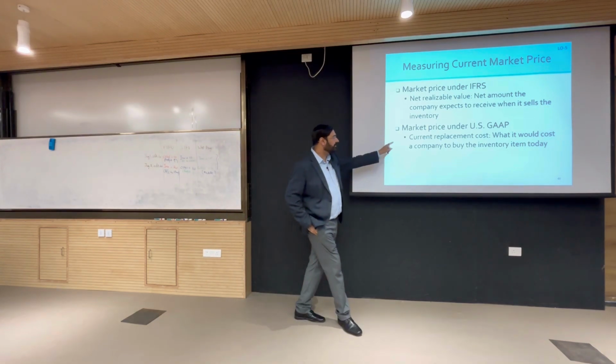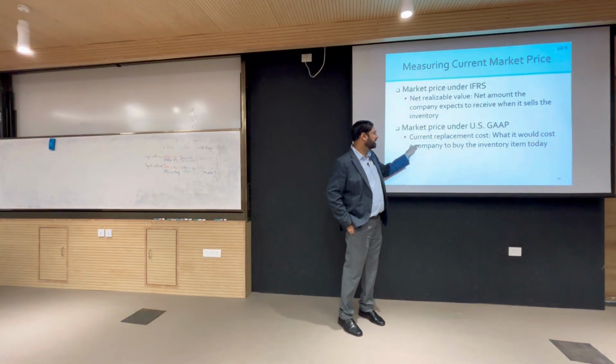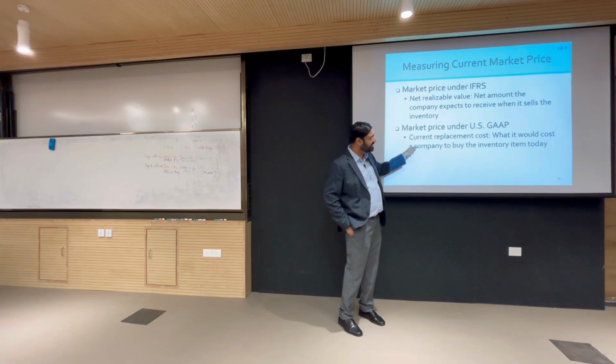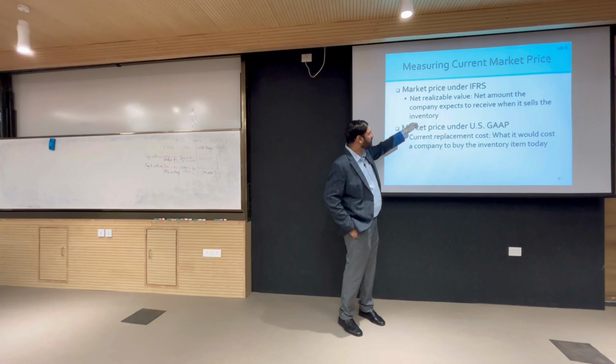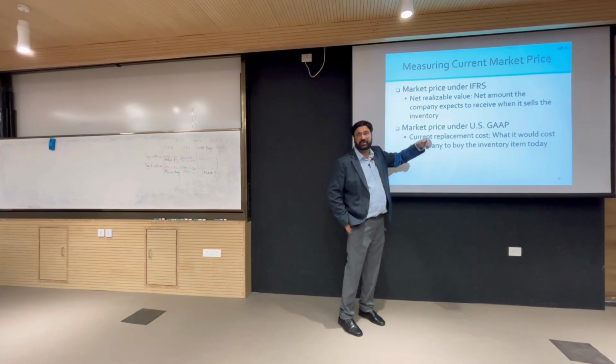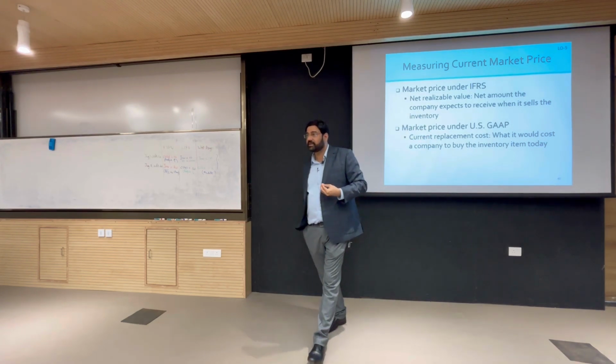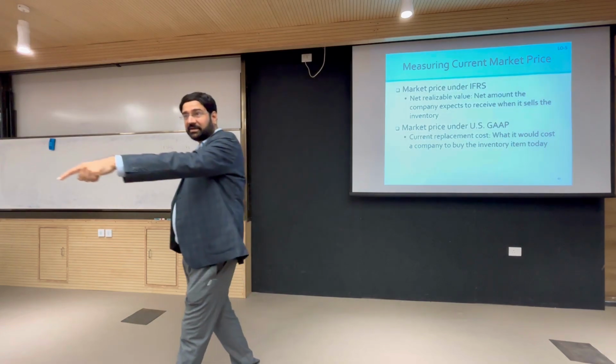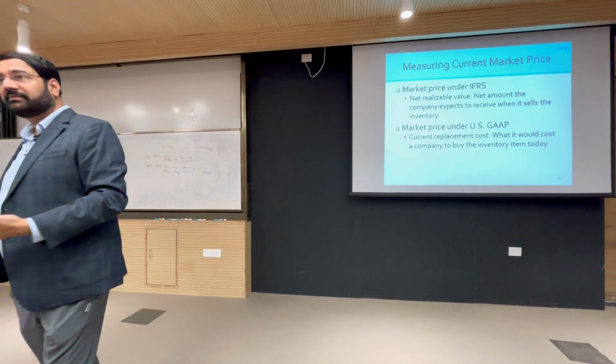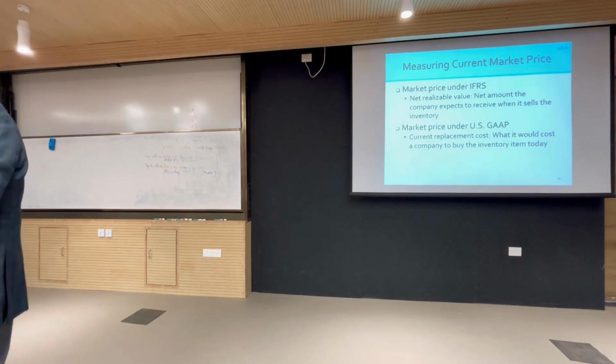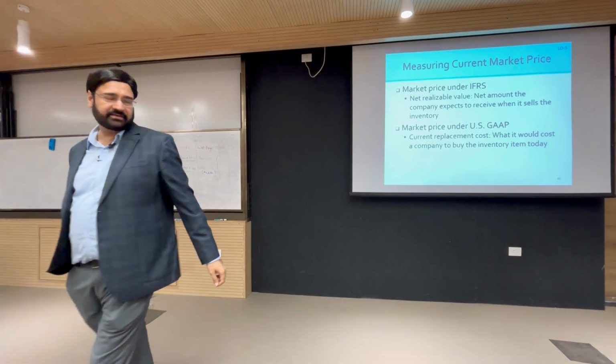So current replacement cost is the cost a company has to pay to buy the inventory item today. Realizable value is what you will get if you sell, the final amount that you will get if you sell, not the 100, but he will say, I will sell it, give me 2 rupees. So for me the net realizable value is not 100 but 98, right?